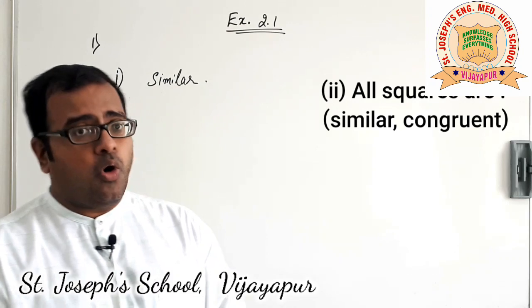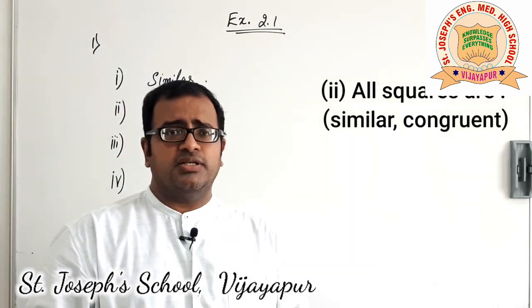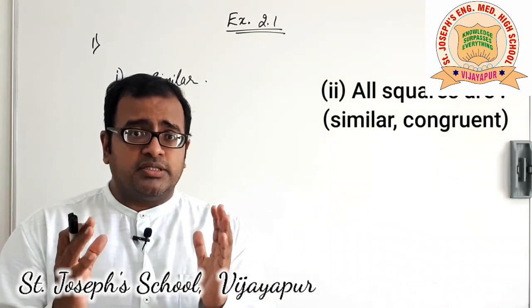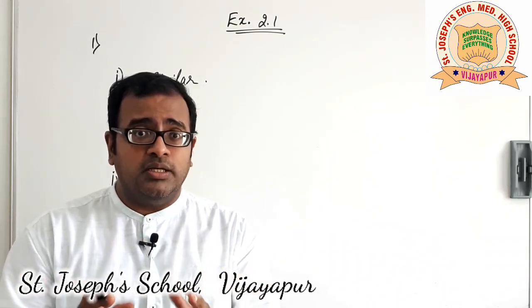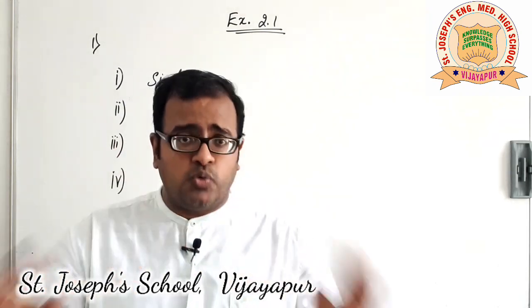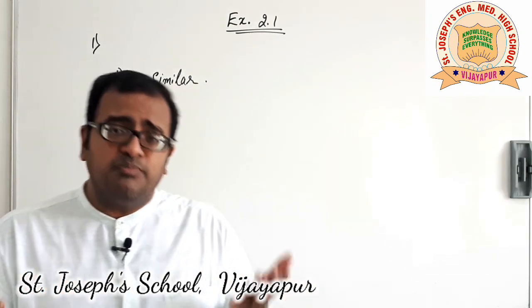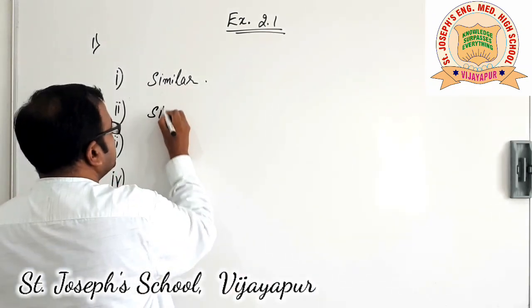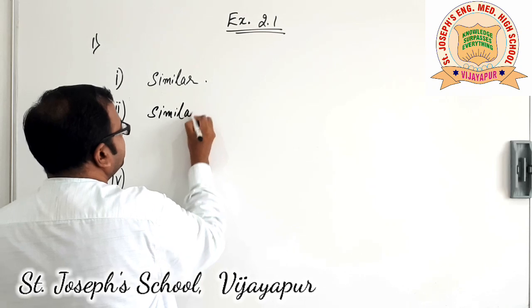Second sub question: all squares are dash, similar or congruent. See, for the squares to be congruent, their edges must be equal. Here we are not talking about anything about the edges being equal. They have just said squares. Basically, all squares must be similar. So the answer is similar. Okay.